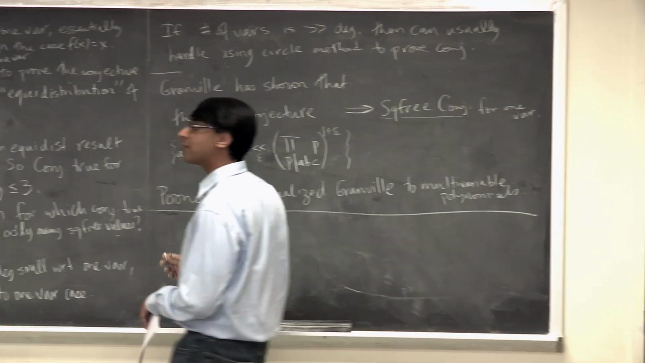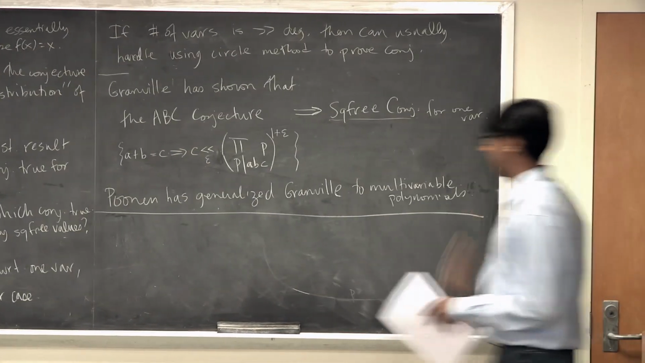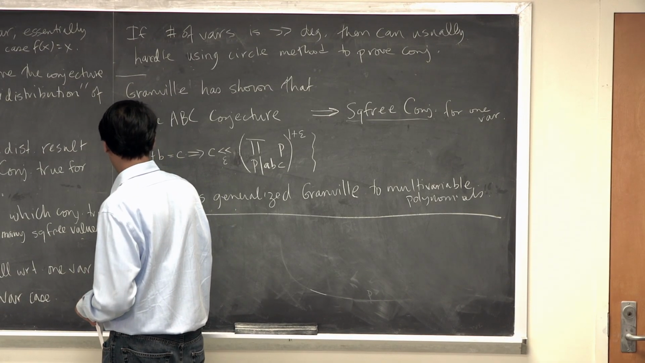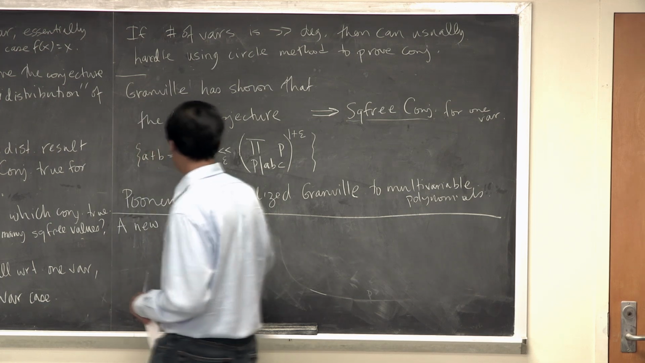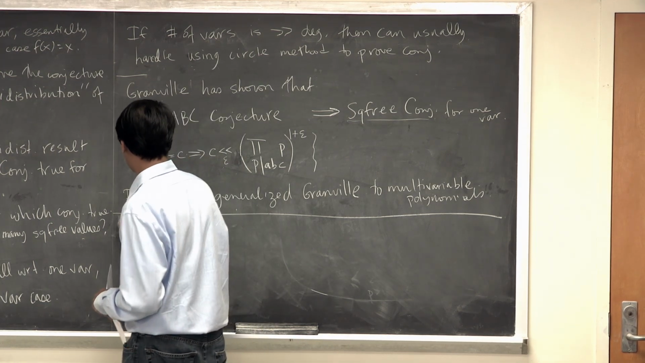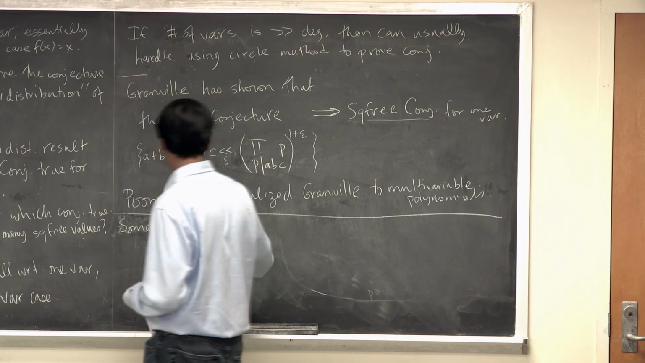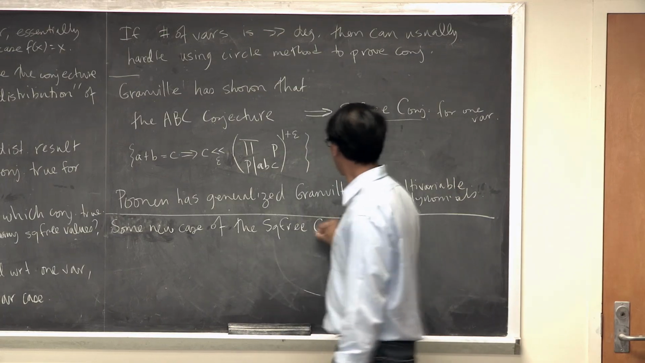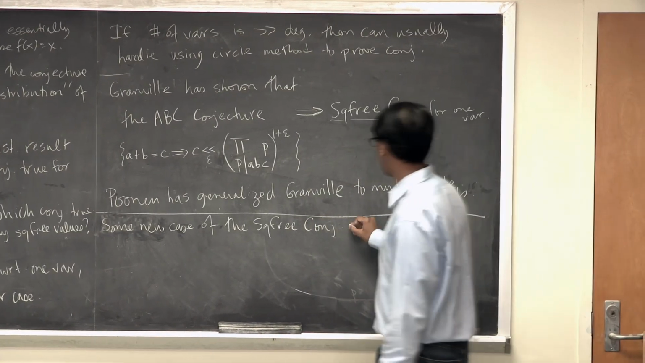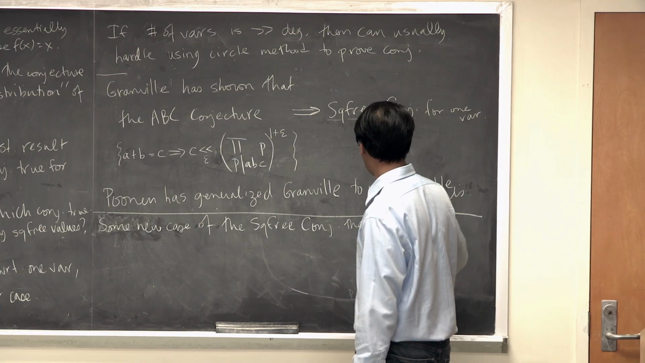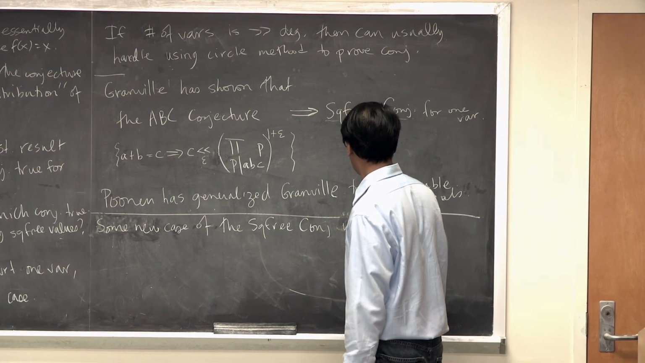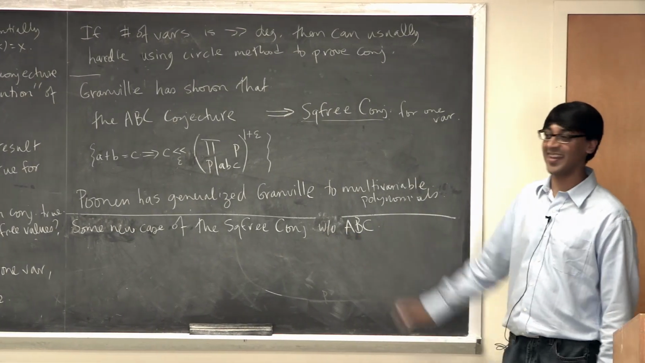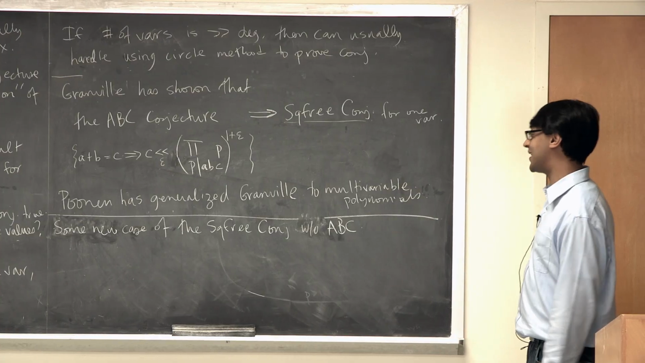So what I wanted to talk about in this lecture is some new cases of the square-free conjecture that can be proven without ABC. So without ABC. Of course, I'm sort of rooting for ABC to be true, but for now, when I need certain results, I still can't say by ABC.